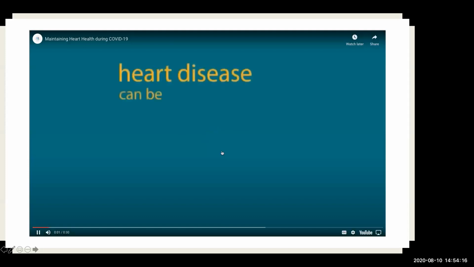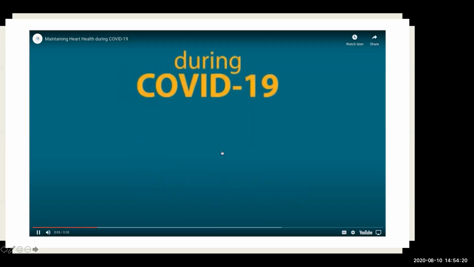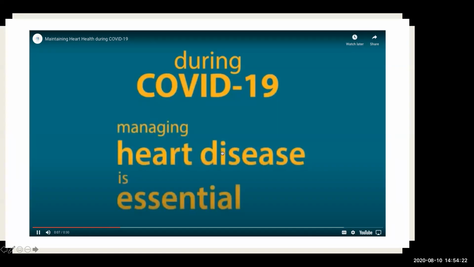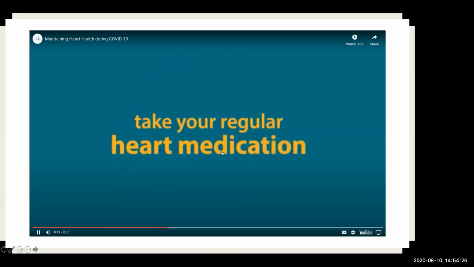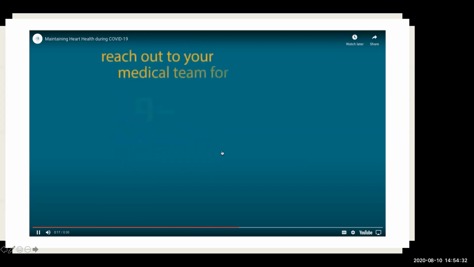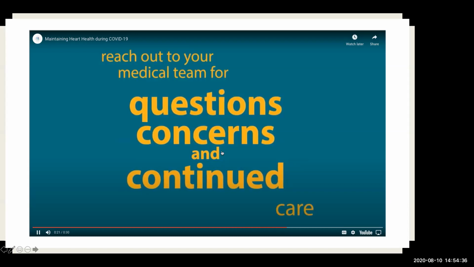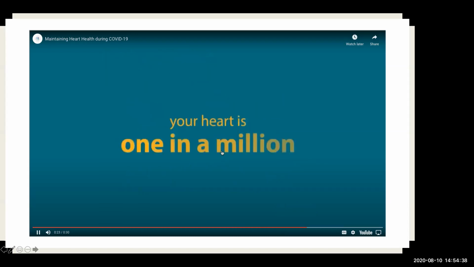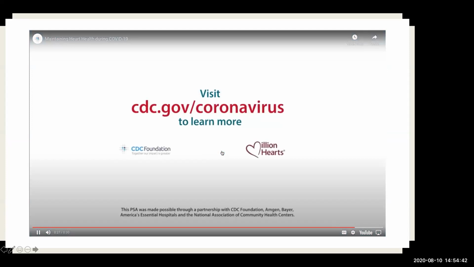Heart disease can be life-threatening. During COVID-19, managing heart disease is essential. Take your regular heart medication. Focus on your health. Reach out to your medical team for questions, concerns, and continued care. Your heart is 1 in a million. To learn more, visit cdc.gov/coronavirus.